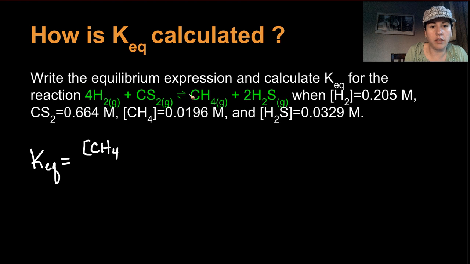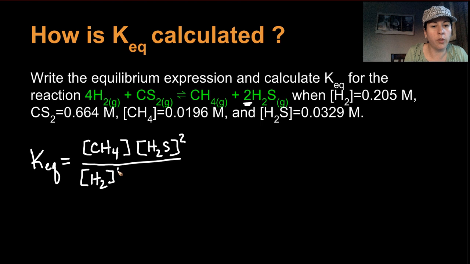And there's no coefficient here, so it's just that concentration times the concentration of H2S. And there is a coefficient here, so it's going to be the second power, just for the H2S, divided by the concentration of H2 to the fourth power times the concentration of CS2, and again, no coefficient, so that's it.